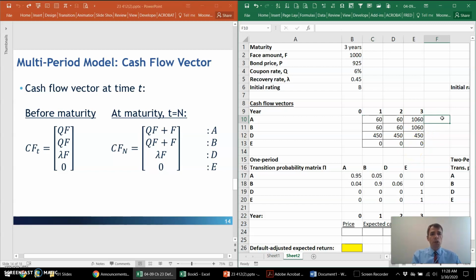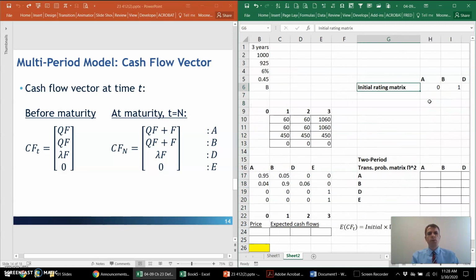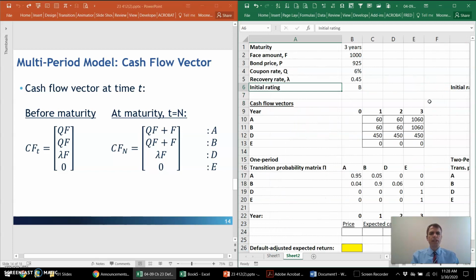In the next video, we'll combine these cash flow vectors with the transition probability matrix, pi, which we've previously discussed, and then also one other simple matrix, and we'll combine all those things and get a way to compute a bond's default adjusted expected return.